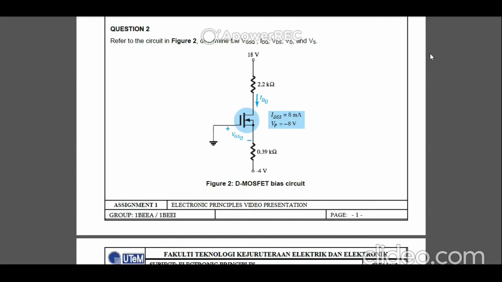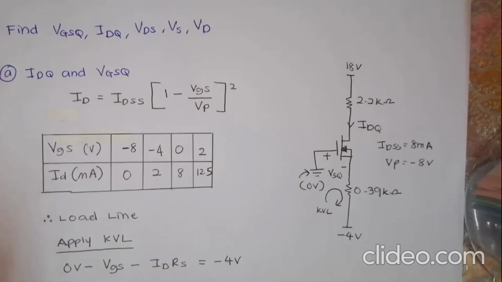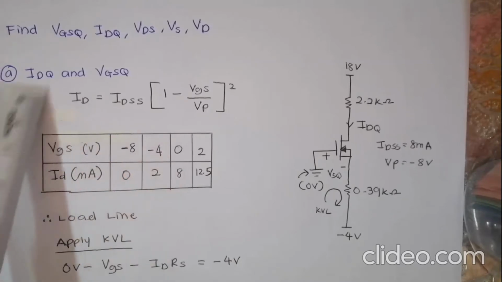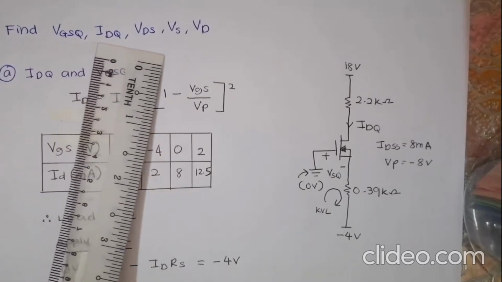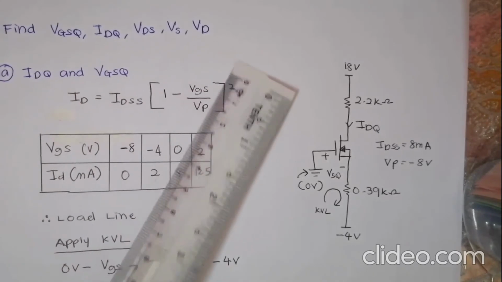I have chosen question 2, which is the D-MOSFET bias circuit. The question is, refer to the circuit in figure 2, determine the VGSQ, IDQ, VDS, VD, and VS. So here is the calculation of the circuit. We have to find the VGSQ, IDQ, VDS, VS, and VD.